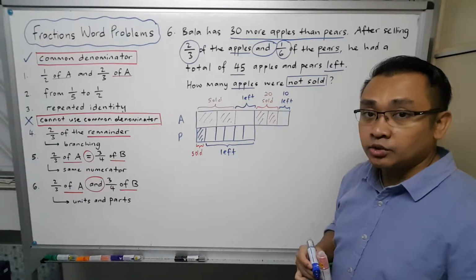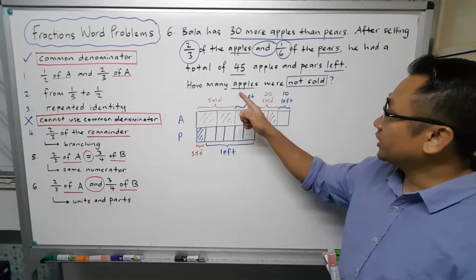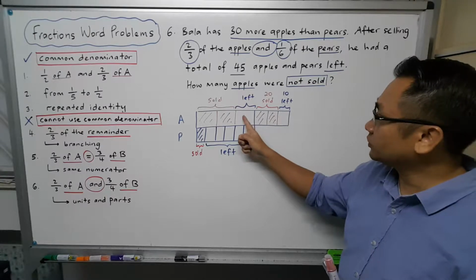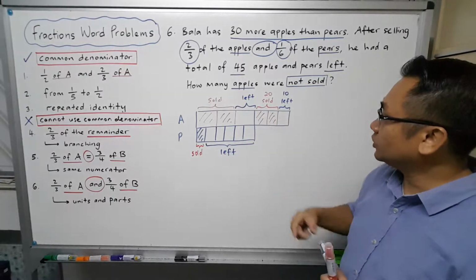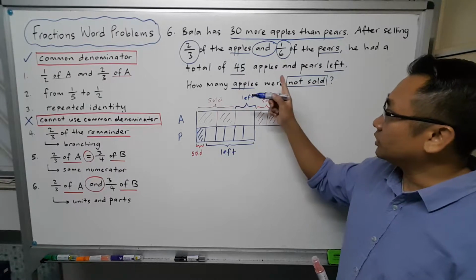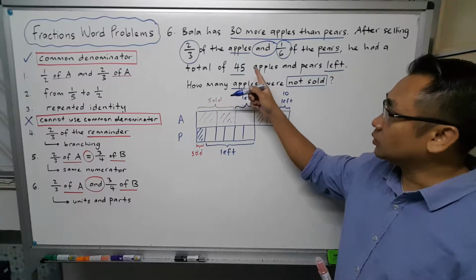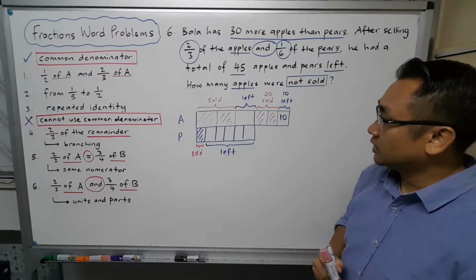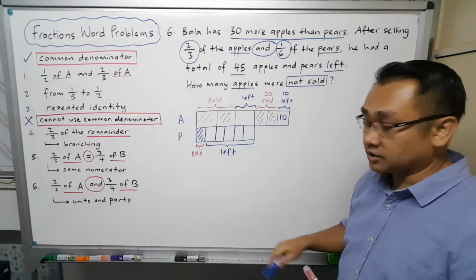So now what do we need to do? We need to find how many apples were not sold, so basically how many apples were left. Here we know there's 10 apples left, but here we do not know. But the information that we are given is that a total of 45 apples and pears were left. So let's try to form the relation.